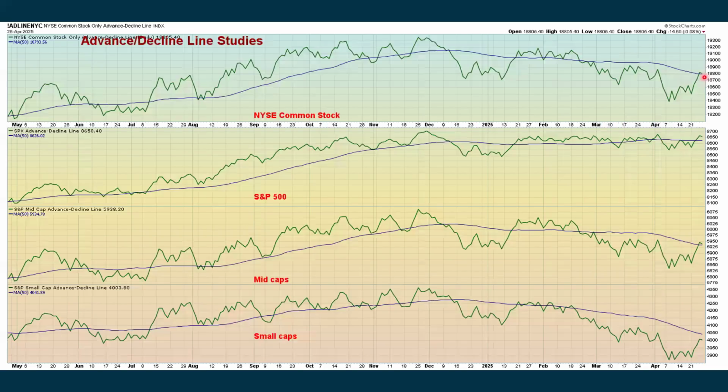Then we look at the advanced decline line. I do show this in every daily video. We're just barely above a declining moving average with the NYSE common stock, looking a little stronger, and the moving average is a little more flat with the S&P, also above a declining moving average with the mid caps and still below a declining moving average with the small caps.